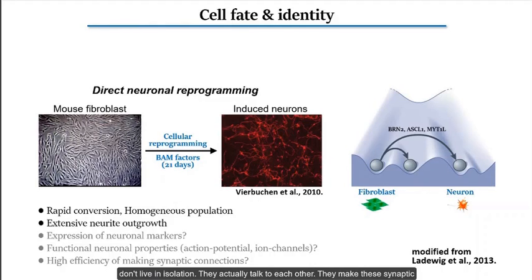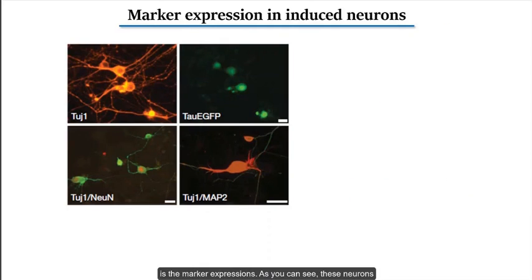At the same time, neurons don't live in isolation. They should talk to each other. They make synaptic connections with each other where they exchange electrical information. So do these induced neurons have these functional properties? And also the marker expression. The first is the marker expression. As you can see, these neurons express TUJ1, which is beta-3 tubulin, specific to neurons. And then tau is another; Jim was talking about tau-GFP.